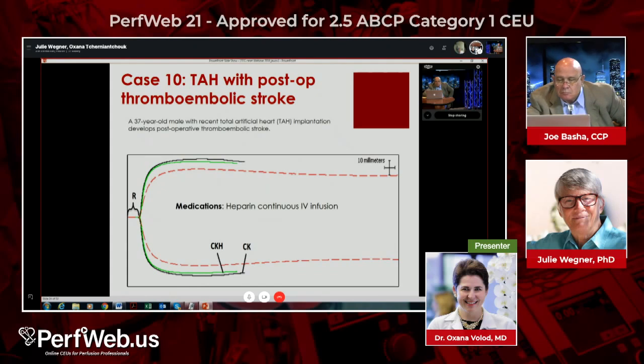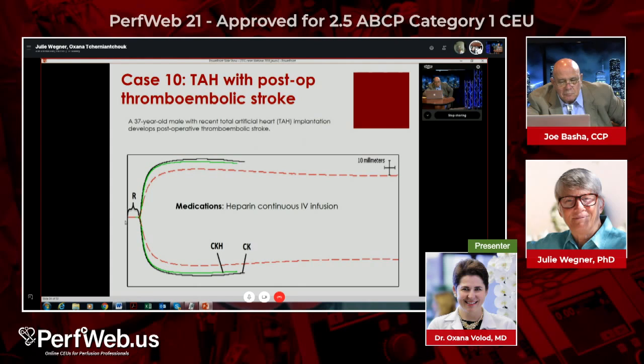This is, I think, my last case. Again, this is a patient with a device. This is a case from the MCS, mechanical circulatory support, and those are the cases that are managed between the perfusion and ICU team because those are patients immediately post-op in ICU settings. So this particular patient had a total artificial heart and then developed a post-operative thromboembolic stroke while on continuous heparin IV infusion. So we do monitor MCS device anticoagulation with the TEG.